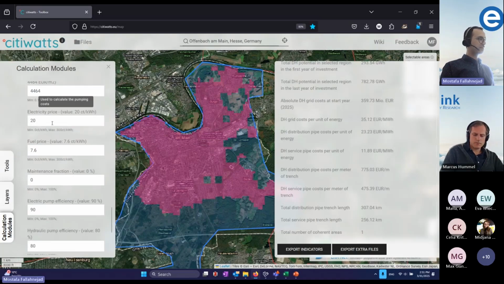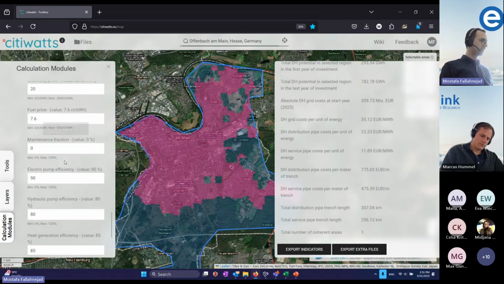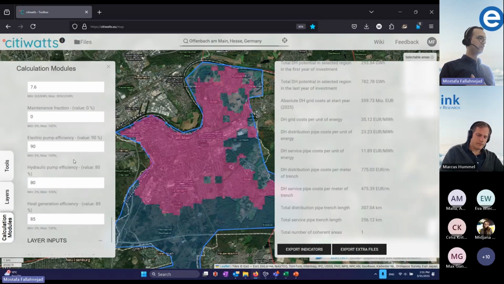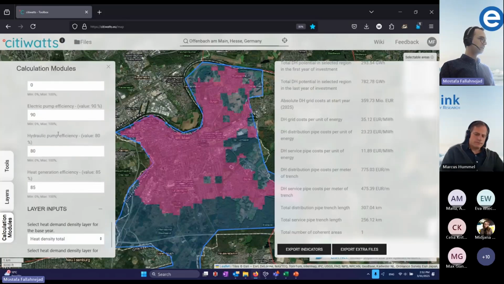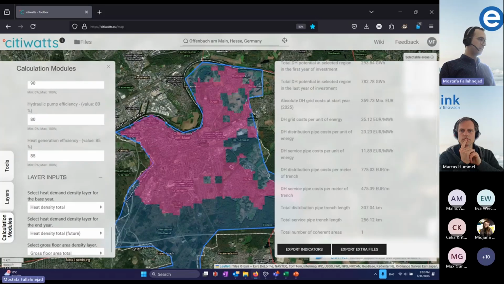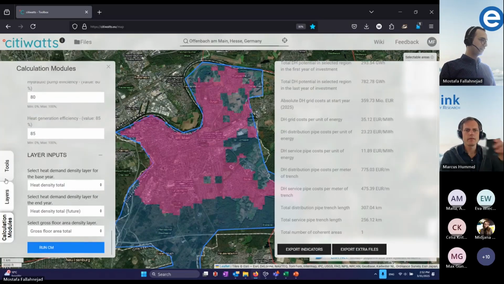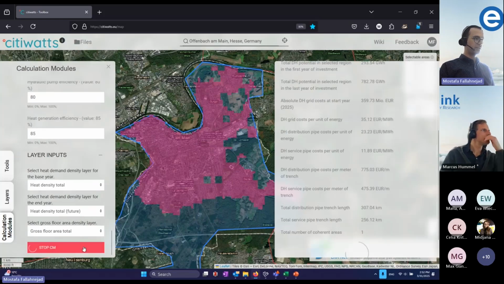The electricity price is relevant for OPEX. You also need to provide fuel price and maintenance share, again for comparisons if you want. If you don't want to change this, then put it 0. You have the option to adapt the pump efficiency, hydraulic and electric pump efficiencies, and heat generation efficiencies. And the input layers are similar to the economic assessment calculation module.